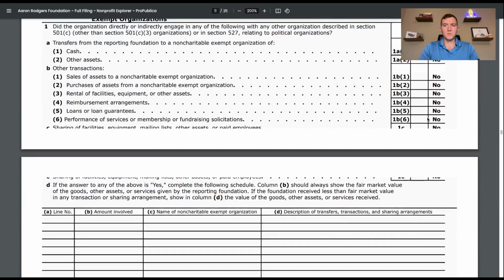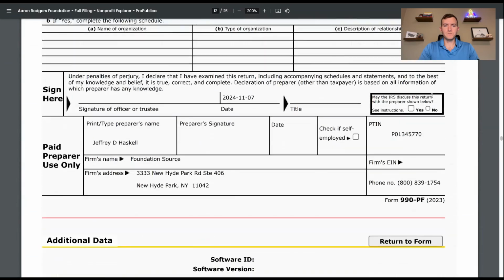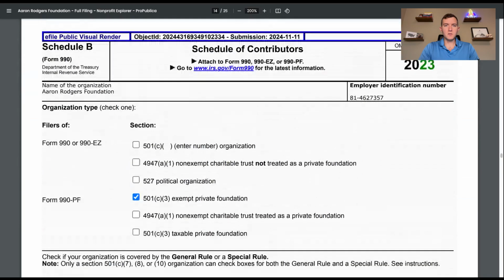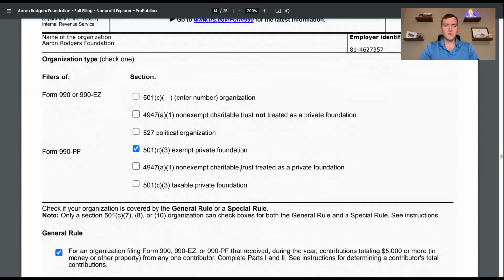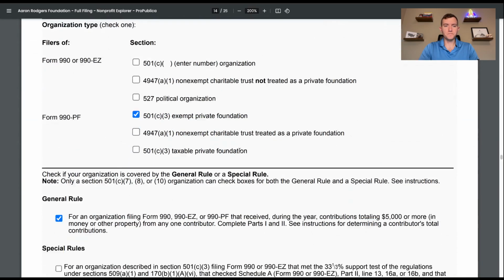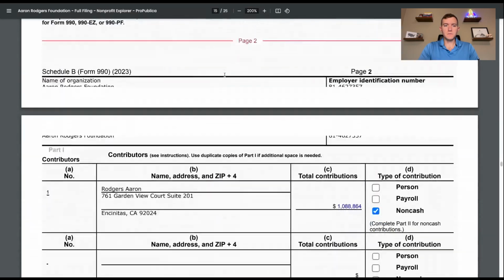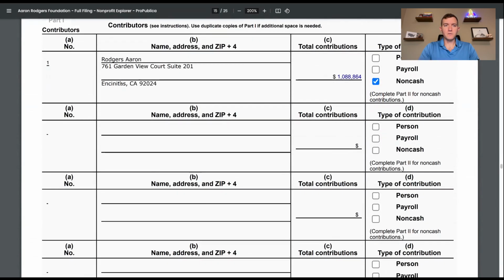As we come down, more no-no-nos, the preparer information. And then we get into the Schedule B. So again, this is a 501(c)(3) exempt private foundation, 990-PF. And here we have Aaron Rodgers. This is his registered agent address.